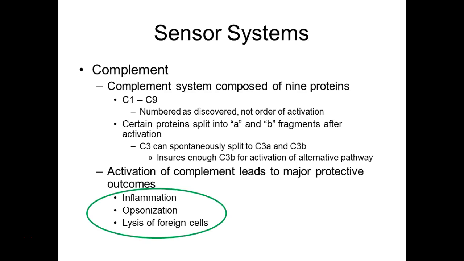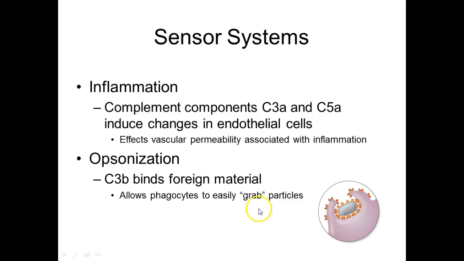It actually binds to the bacteria and makes them more accessible to phagocytic cells, because phagocytic cells have a receptor for that complement protein fragment. And then as you saw, they can form that MAC complex that literally can lyse cells. So these are our important outcomes, right? We're going to get inflammation, we're going to get opsonization, hopefully, and maybe even lysis of the foreign cells.